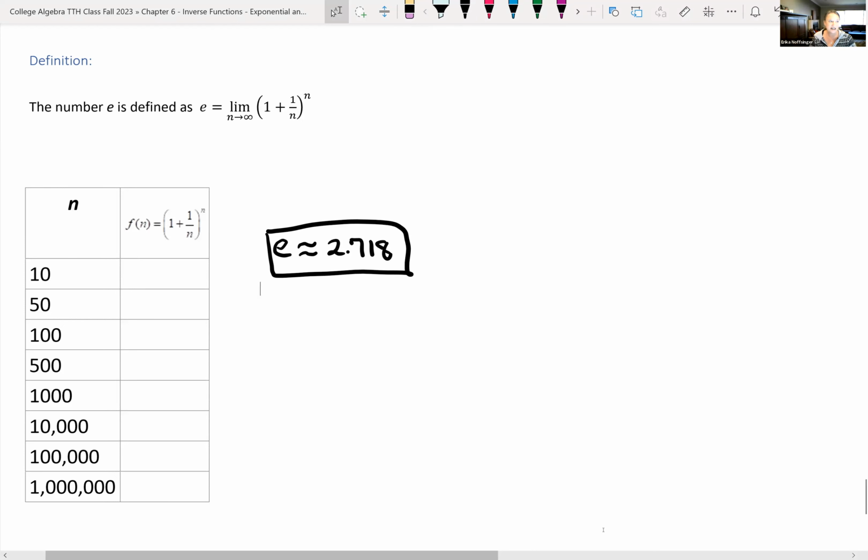Okay, so that was an introduction of exponential functions. And we'll get into more examples later on in this chapter in our book.